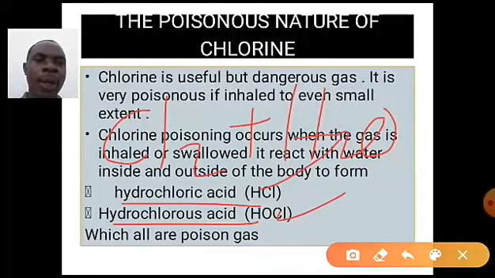These gases are all poisonous. We see hydrochloric acid is a poison gas and hypochlorous acid is a poison gas. So that's why chlorine is a poisonous substance. So when you are preparing chlorine, you are supposed to prepare it in a fume chamber.